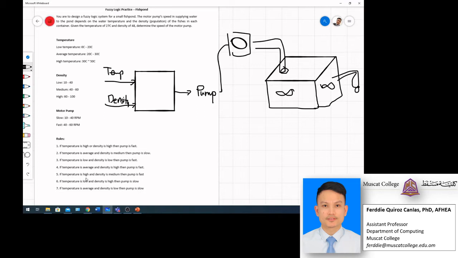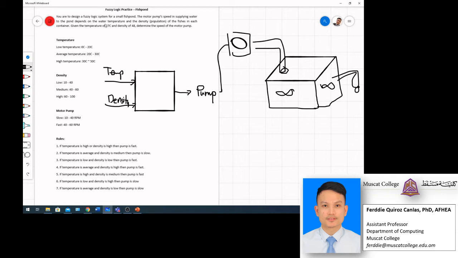Now, if the temperature is high, meaning it's very hot, and the density is medium, meaning we have a medium number of fishes present in the pond, then we have to make the pump very fast. If the temperature is low and the density is high, then the pump is slow, so we have plenty of fishes here. And if the temperature is average and the density is low, then the pump should be slow. So this is how we explain it.